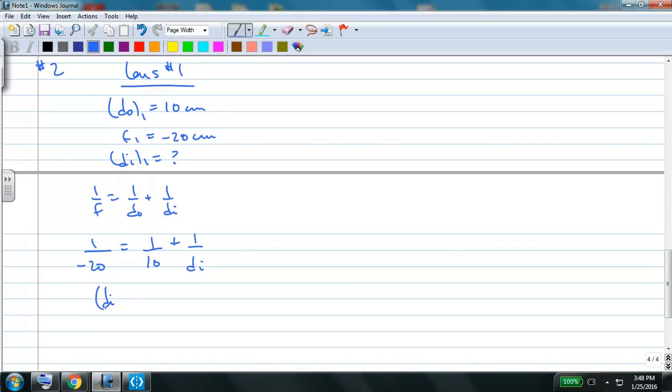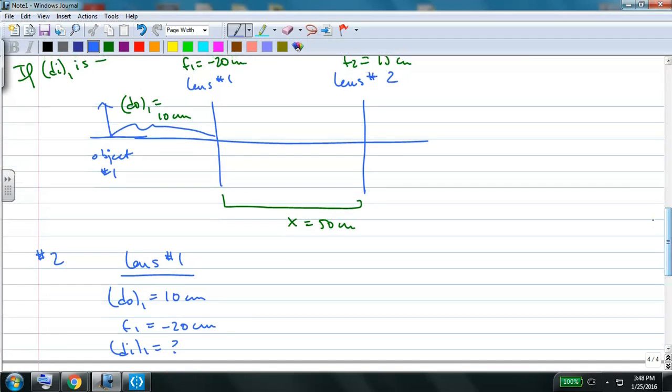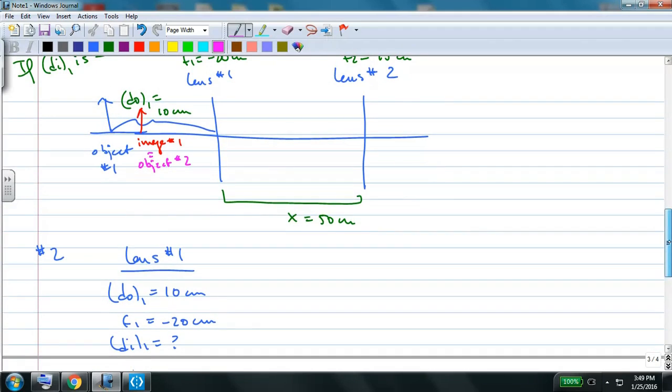So that's going to tell me di1. And I got that di1 equals negative 6.67 centimeters, which makes total sense because that's guaranteeing that I've got, I'm going to put it in red, I've got an image and it is right here. That is image number 1, which is the same as object number 2. Okay. Hopefully you're with me. If not, pause, maybe review, rewind, think about it. Okay, so now this is object number 2.